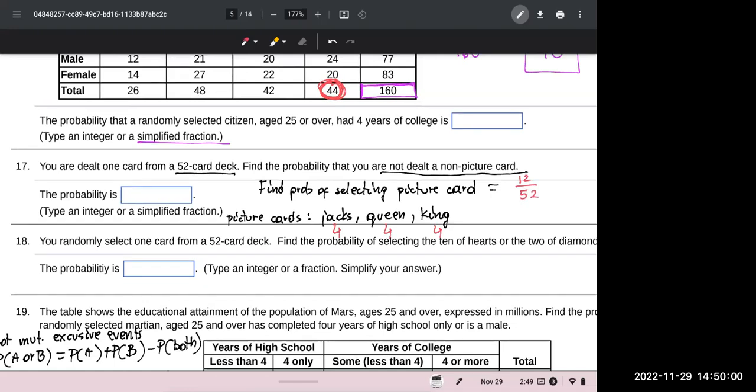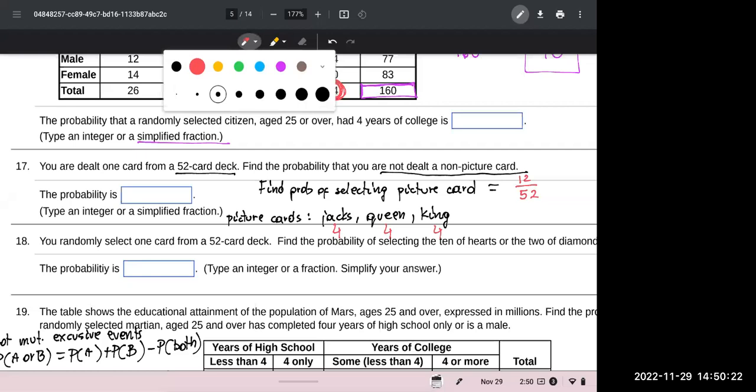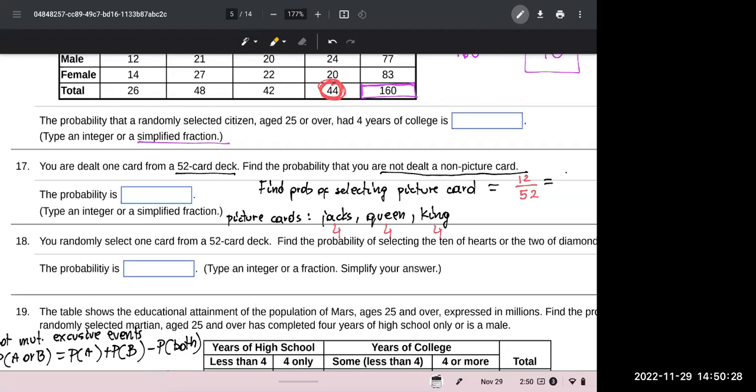Okay. So the probability of not selecting a non-picture card, using simple English, is the probability that you will select a picture card. So picture cards are jacks, queens, and kings. Each type of card repeats 4 times. So there are 4 jacks, 4 queens, 4 kings. So it's 12 divided by 52. And again, you can simplify that on a calculator or in your head. To simplify this fraction, you can reduce both numbers by 4 and you will end up with 3/13. Okay.